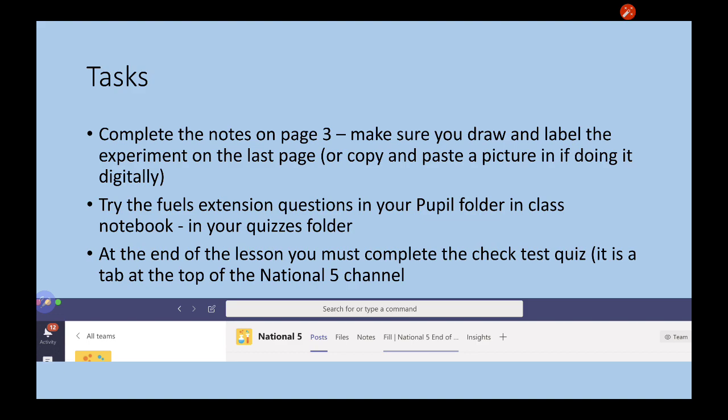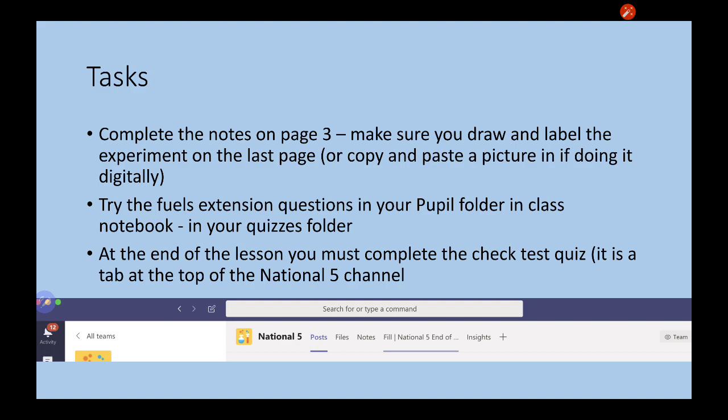Okay, tasks for you. First of all, you are now able to complete notes on page 3 of your notes, filling in the blanks. There is a task where you need to draw and label an experiment. That's the one I've just talked about. Make sure that you do that. In your class notebook, in the quizzes section under your name, you will find extension work for lessons 1 and 2. Do that in the class notebook. And at the end of the lesson, you must complete a check test quiz.